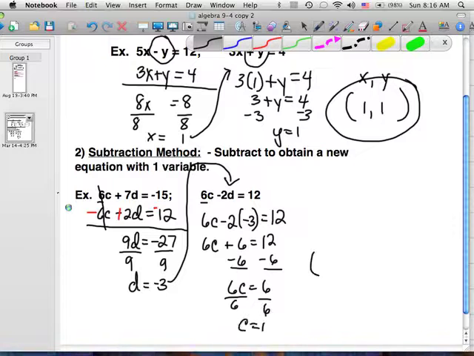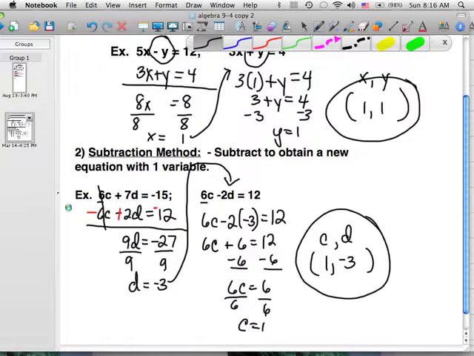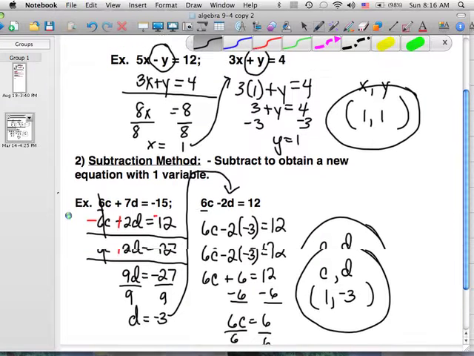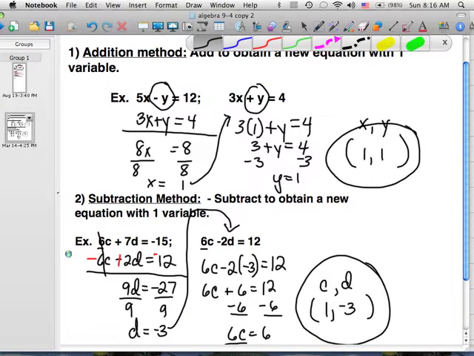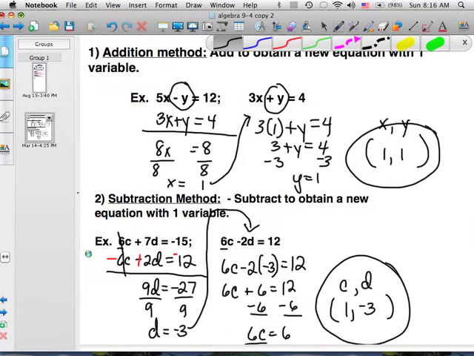So the ordered pair that solves both equations, the system, is the ordered pair that has the values for c and d, alphabetical order. So it's 1, negative 3. That concludes the explanation of the section.